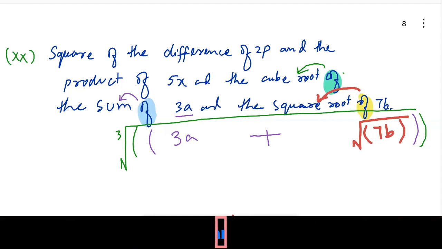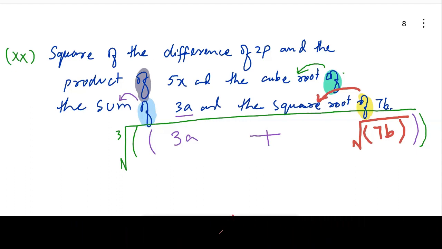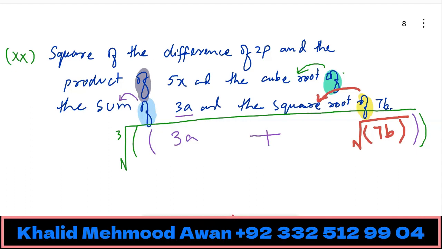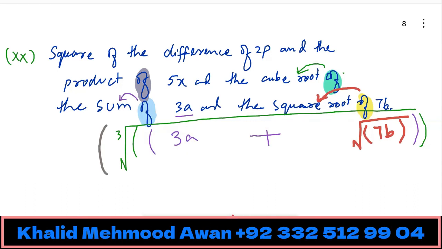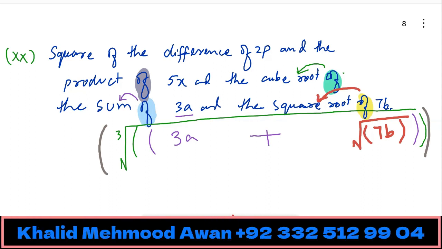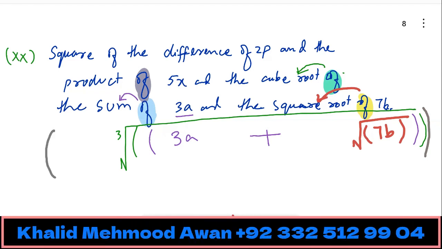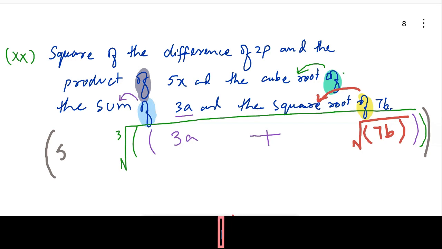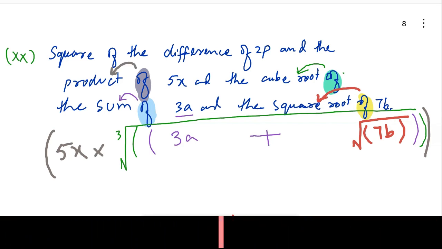Now the next statement is this "of", so we'll be putting this "of" here. So we are putting "of", which is here, a bracket, until the end of the statement. We'll be putting "of" and then 5x and the cube root. So we are putting 5x here, and then before "of" there is the word product, so we'll be putting a multiply sign between them.